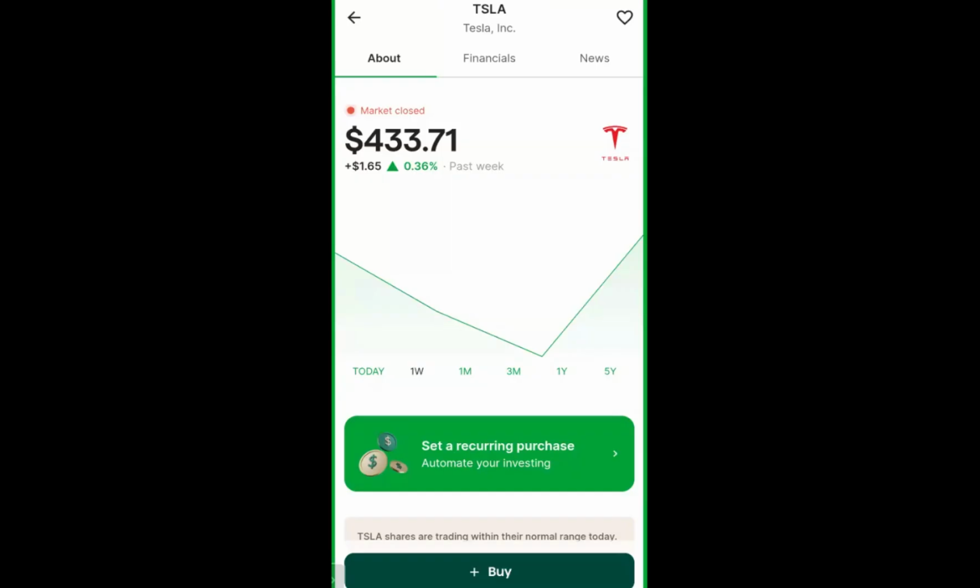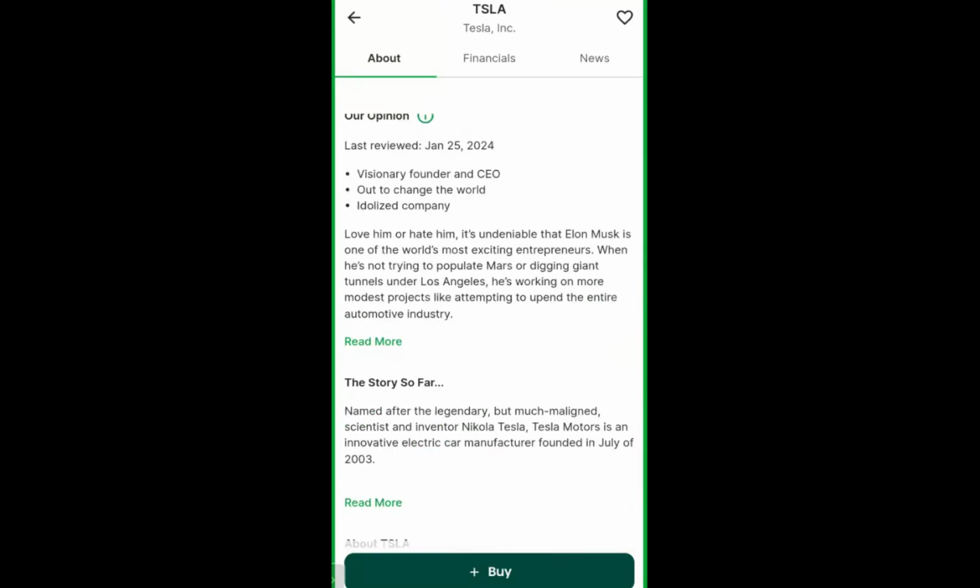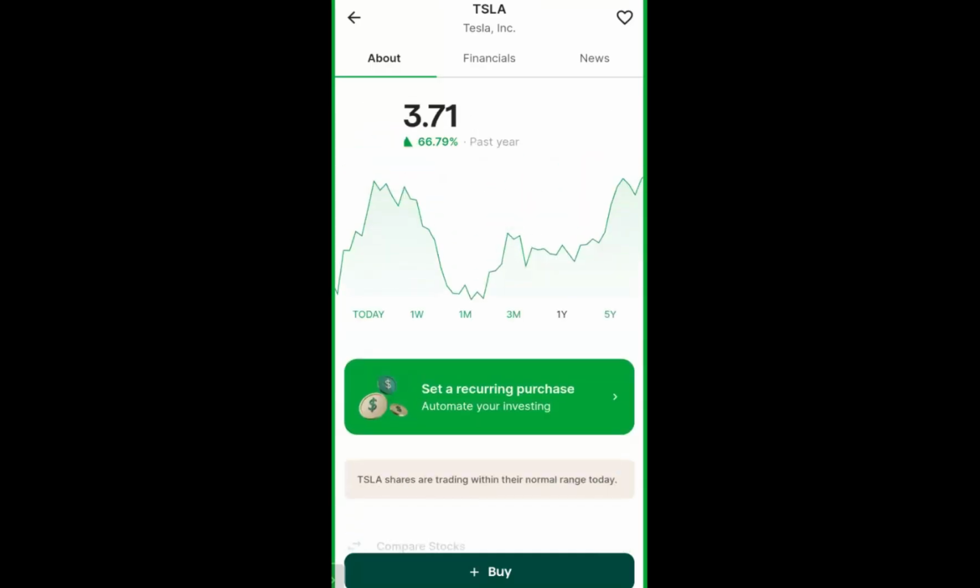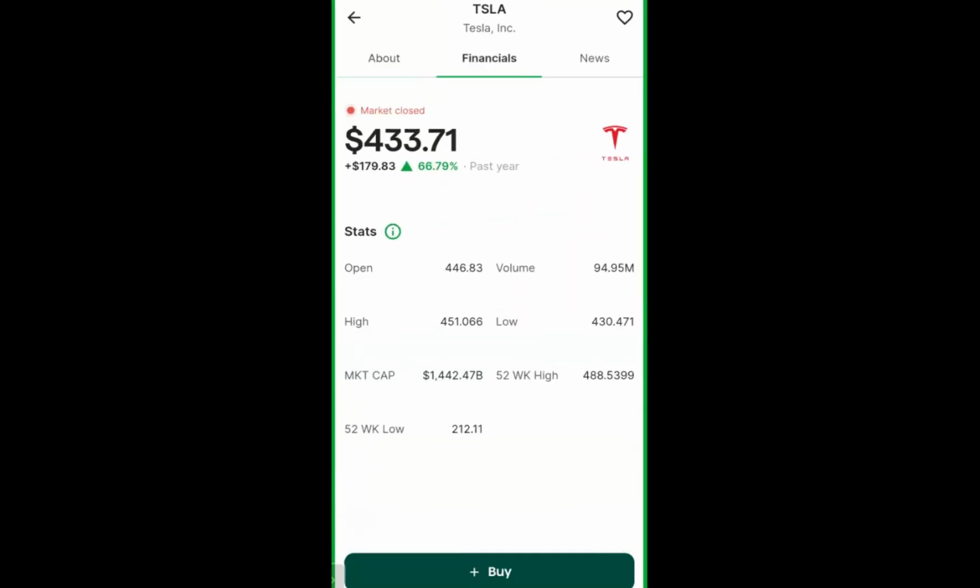So if I'm seeing this currently at 433.71, there's a possibility that if I buy it at this price and the market opens tomorrow morning in their time, or our afternoon, one of the things I check is the high and low, and I try to get the middle.